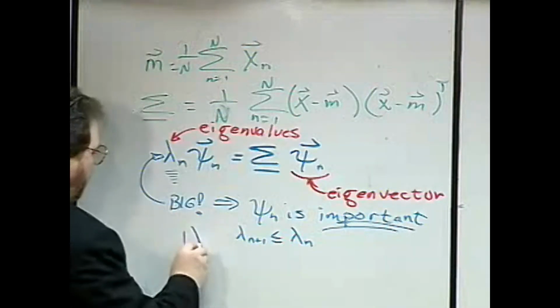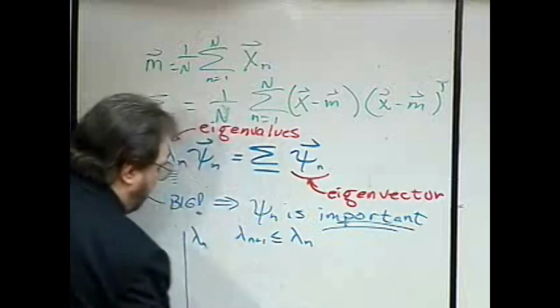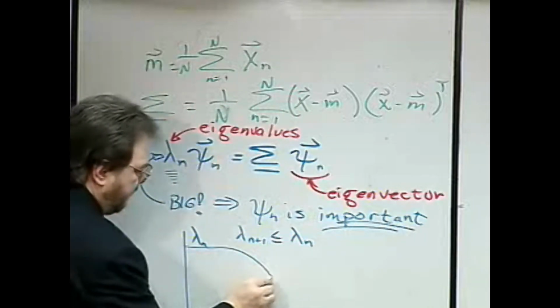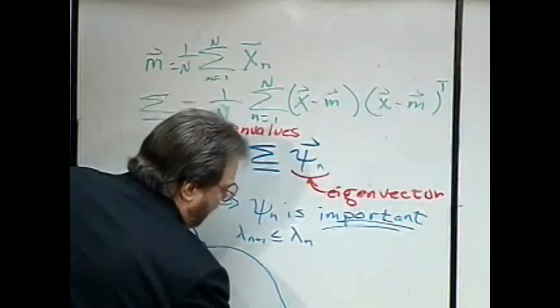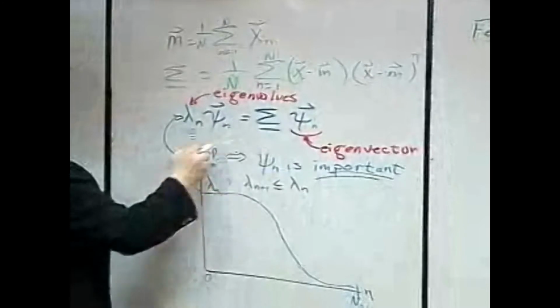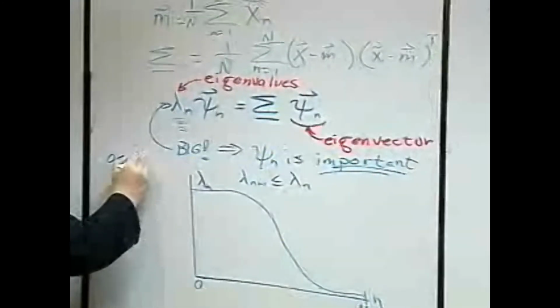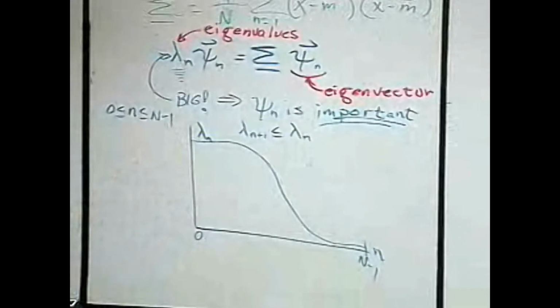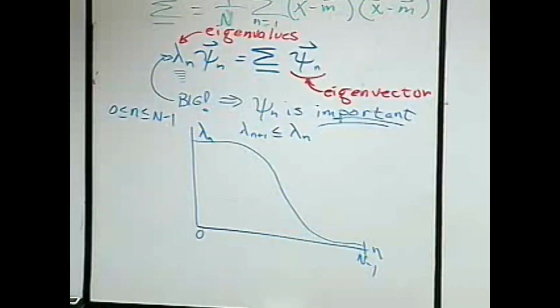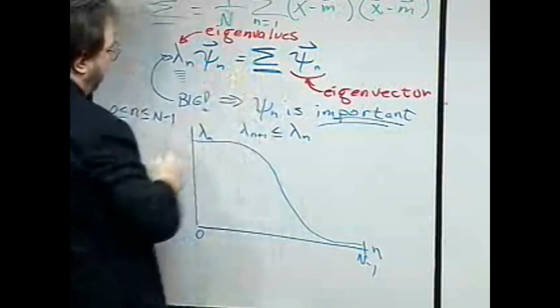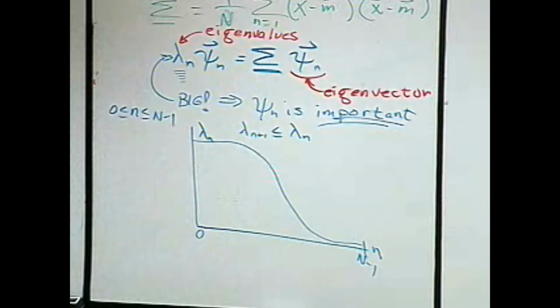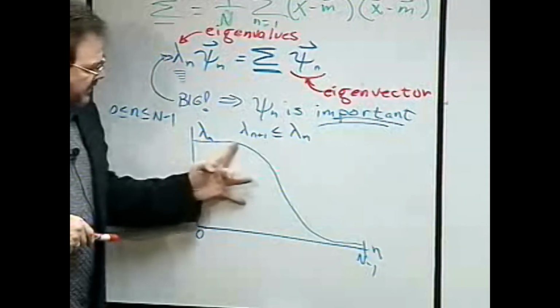In certain cases, if you look at the lambda sub n's versus the n's, you will find that it looks something like this. The n's go from 0 to n minus 1, whatever dimension the matrix is, and the matrix itself is n by n. What this is saying is that the ellipse which this data is fitting is very, very important in these dimensions.